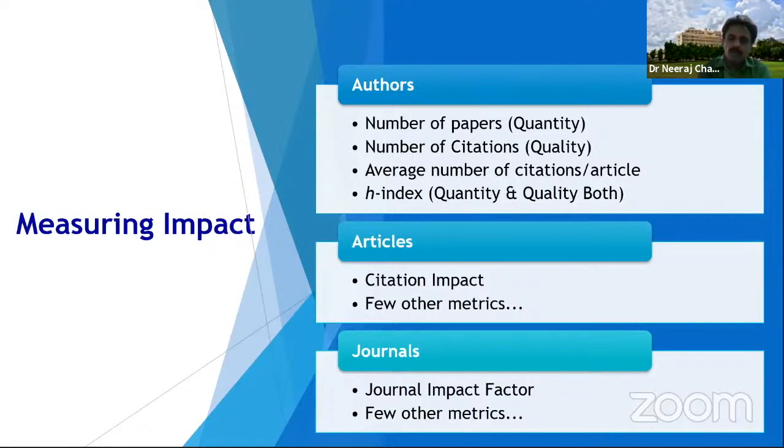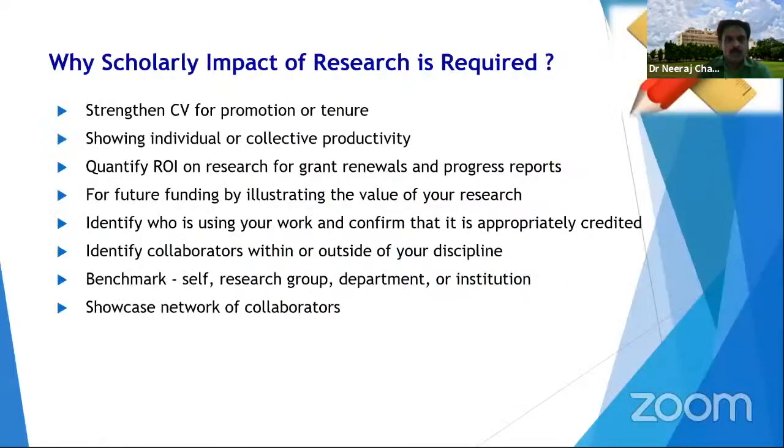Next one is the article. For measuring the articles, citation impact is very important. Other than citation impact, there are a number of other metrics which can be used for measuring the article's impact. So we will be talking about those metrics as well. Then we are measuring the journals. How can we measure a quality journal? So journal impact factor is one of those criteria. Apart from that, there are a number of other parameters, like JCR, CiteScore, and a number of other parameters.